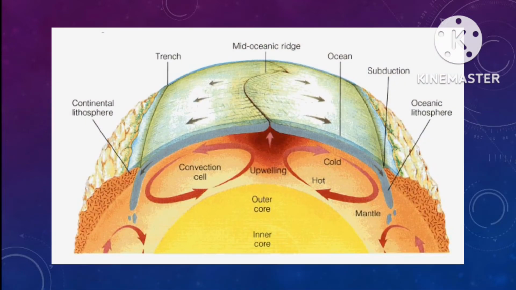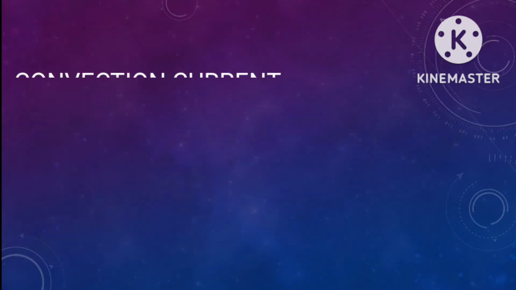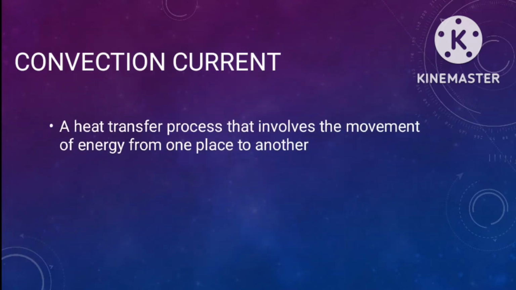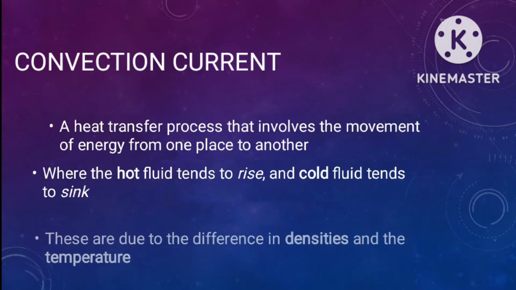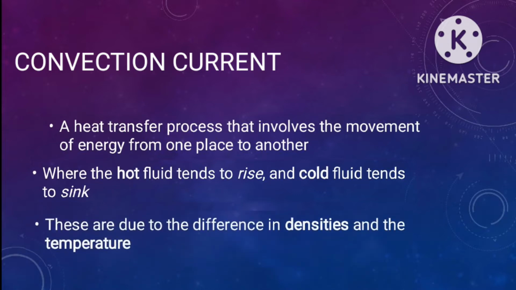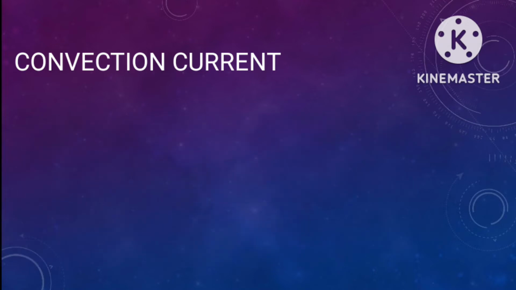What is a convection current? It is a heat transfer process that involves the movement of energy from one place to another, where the hot fluid tends to rise and cold fluid tends to sink. These are due to the difference in densities and the temperature. Convection current happens in the mantle.